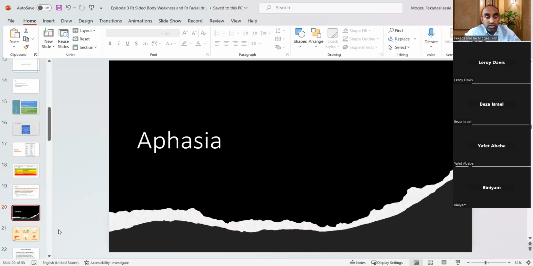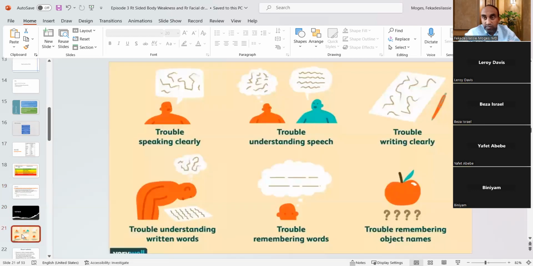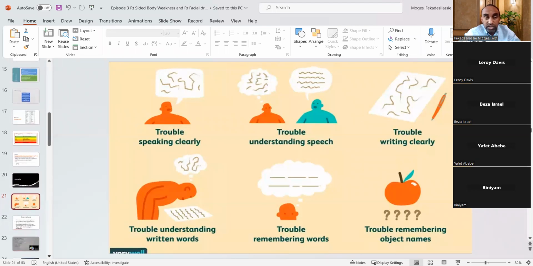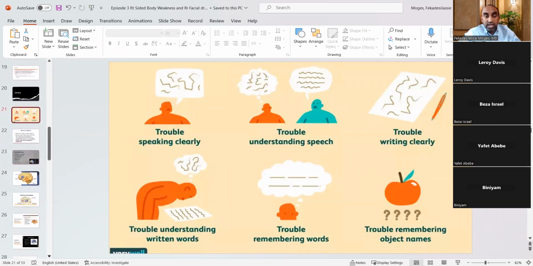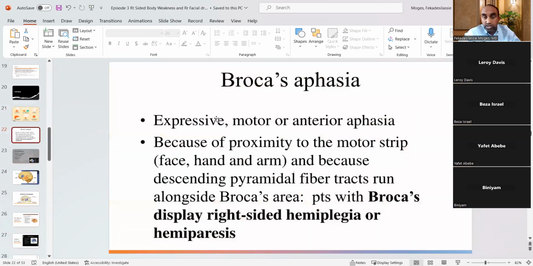So aphasia also, just as a reference, I have added a couple of slides. I'm not going to talk much. So trouble speaking clearly, trouble understanding speech, trouble writing, trouble understanding written words, trouble remembering words, trouble remembering object names. These are the kinds of aphasia patients may have. It's a spectrum, so you have to assess whether these things are present in your patient or not when you do the physical examination. And also when you are taking history, you can ask about that information.